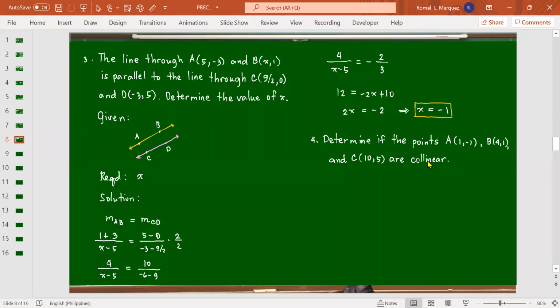Points of the same line, sir. Points lying on the same line, no? Points that are contained on the same line. How will you know that the points are contained on the same line? Guys, so to analyze it, first let's draw, no?